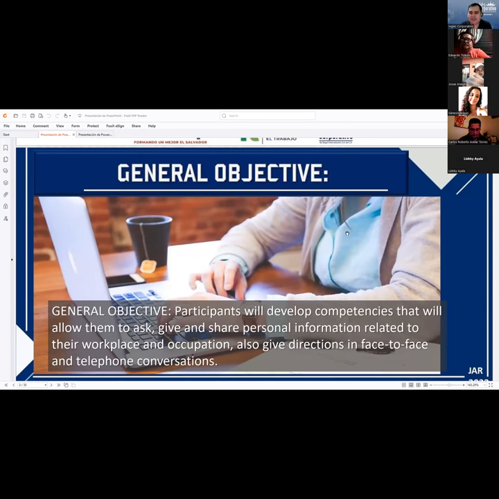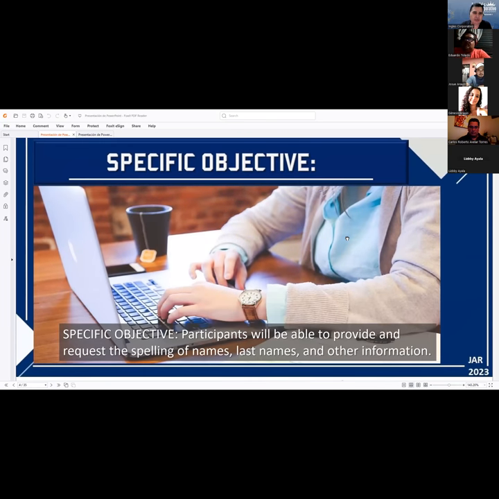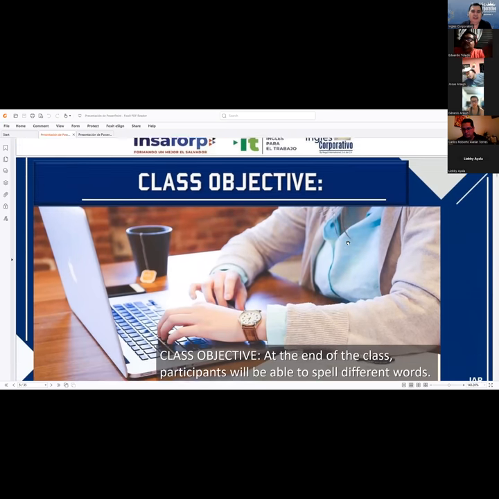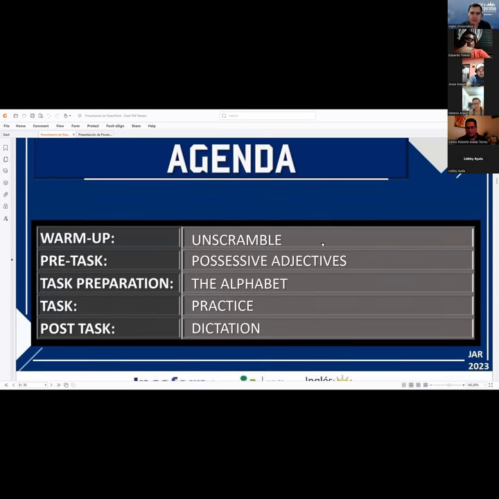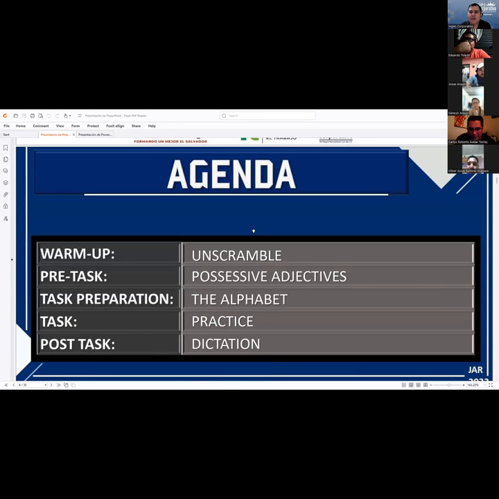This is the general objective. This is the specific objective. This is the class objective. At the end of the class, participants will be able to spell different words. Agenda. Unscramble. Possessive adjectives, the alphabet, practice, and if we have time, dictation. Okay. So that's for tonight.